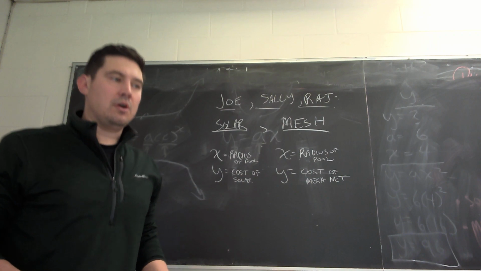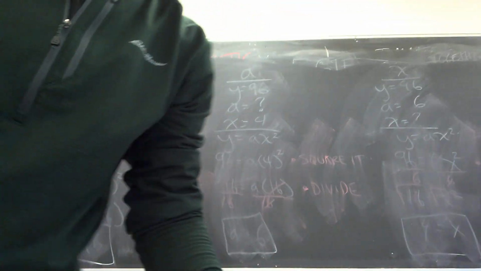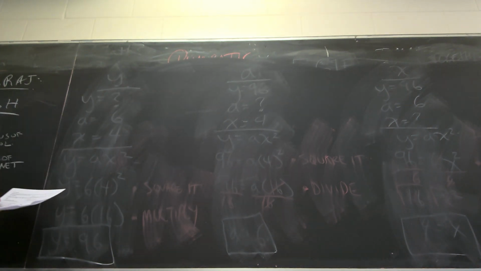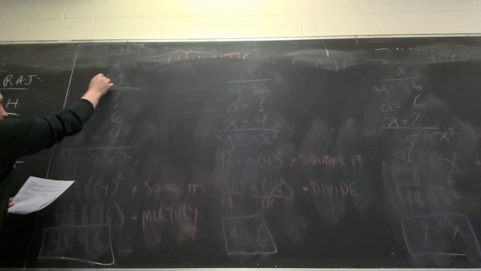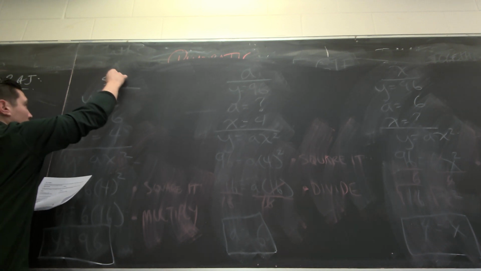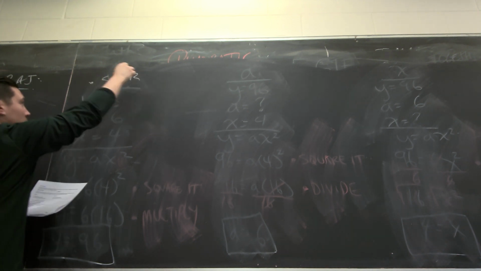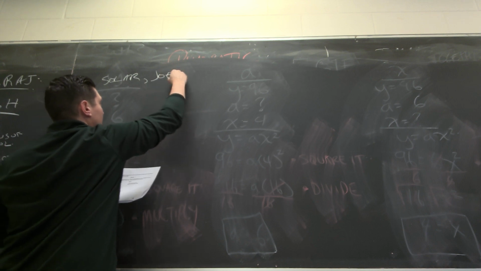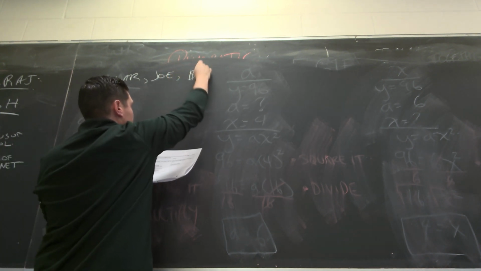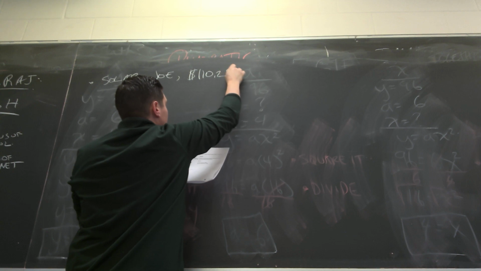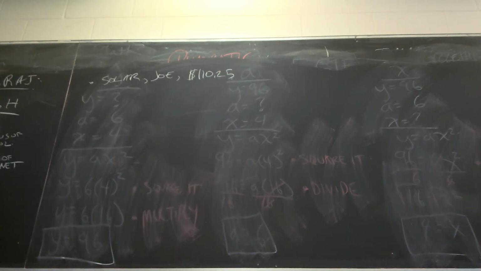From there, let's now take a look at what this question entails. For the first bullet point, I just want you to go through the bullet points. It says three things that are important: solar, Joe, and a cost of $110.25. If I break down that first bullet point, those are the three things that are important.